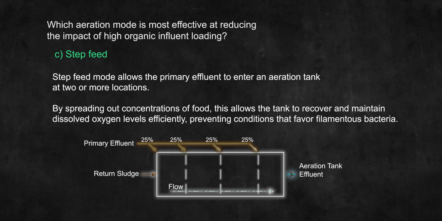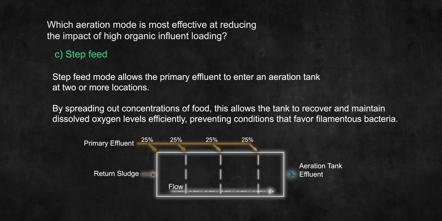By spreading out the concentration of food, the good bugs can more effectively perform their functions and continue to outcompete the filamentous bacteria. It's important to understand that even with a step feed aeration mode, the dissolved oxygen will take a dip due to the increase of food and biological activity taking place. But ultimately, the dissolved oxygen will recover more quickly than if the food was not distributed, like with a plug flow aeration mode. Another point worth mentioning is that the diagram I've displayed on the screen shows 4 locations that primary effluent is being distributed at inside the aeration basin, with each valve open 25% to show equal distribution.